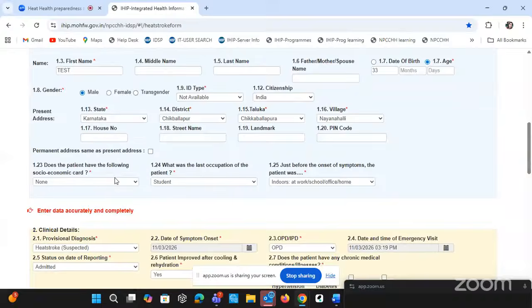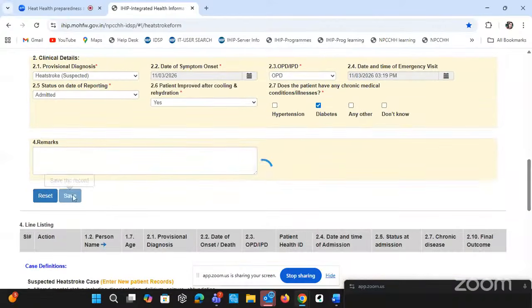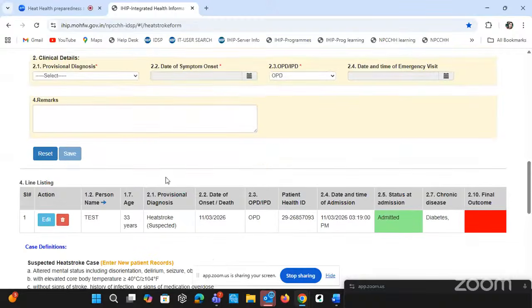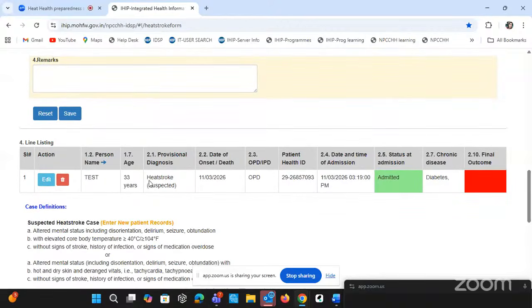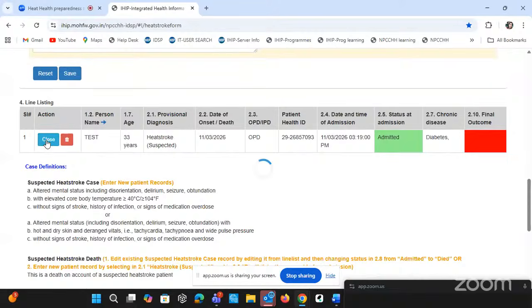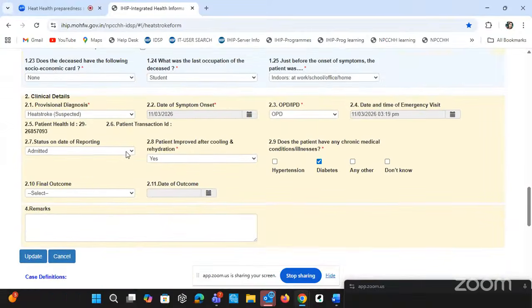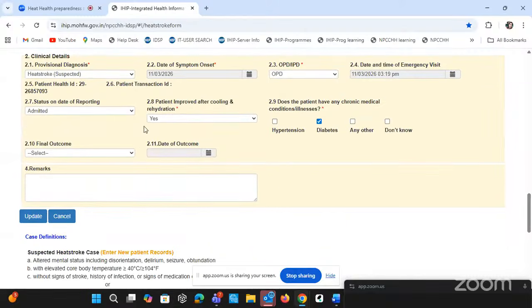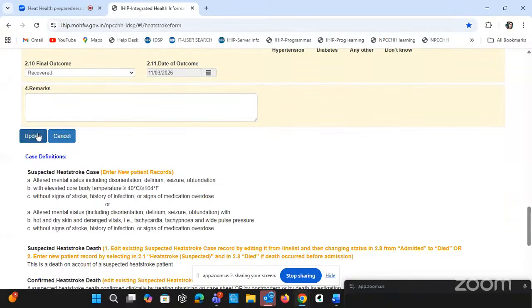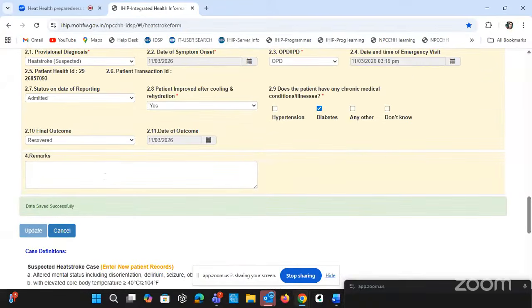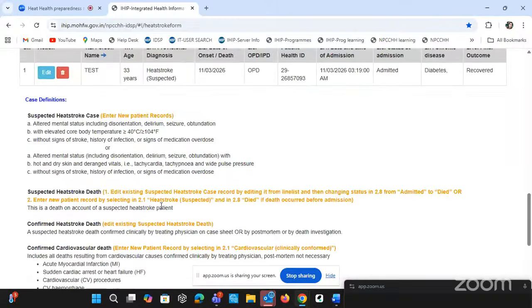So after filling all these details, you can click on the save button. Whatever data we enter in this case, it is showing here. So still you can edit or delete this case. Suppose you want to edit, like we want to edit the final outcome. We mention it as recovered. The date of outcome is 11. Then click on the update button. So this data is saved successfully and the case is also submitted.